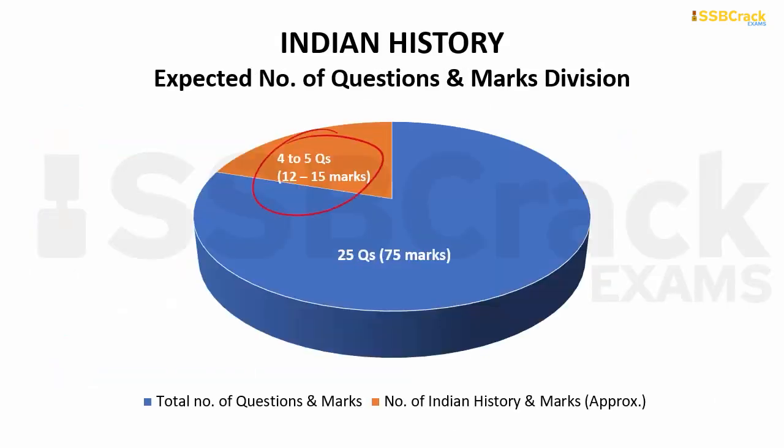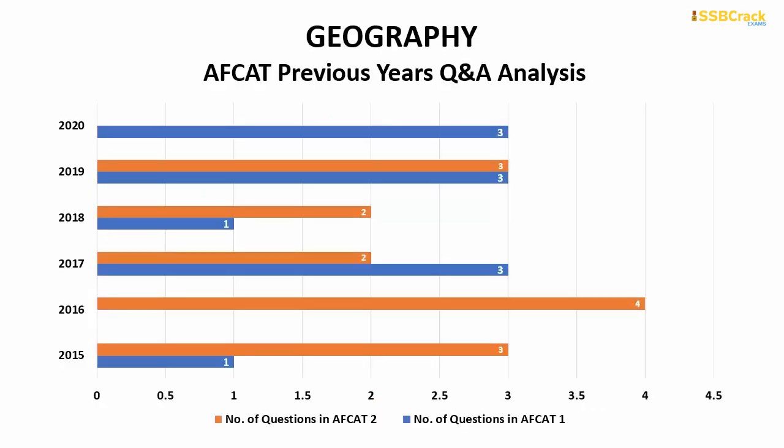So 4 to 5 questions will carry 12 to 15 marks out of 75 marks, which makes this segment of general awareness, Indian history, the second most important one after the current affairs and static GK portion. The next in our list is the geography section.